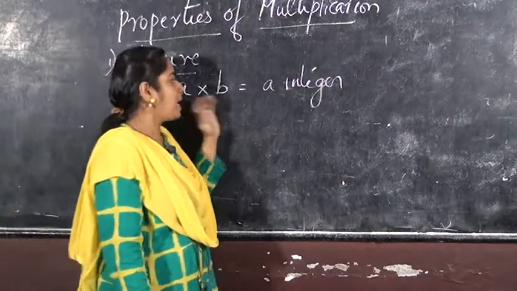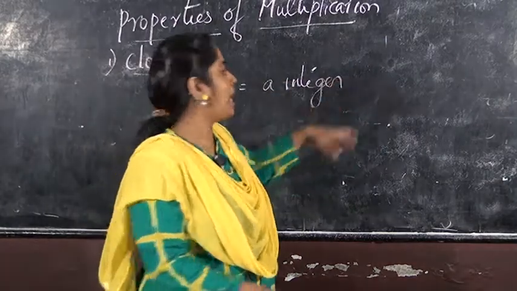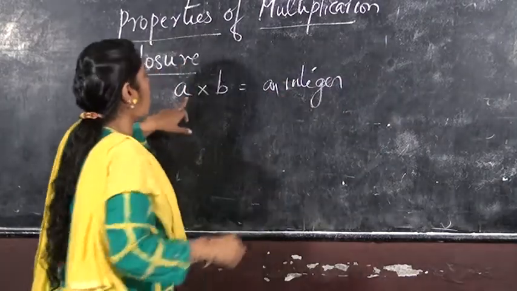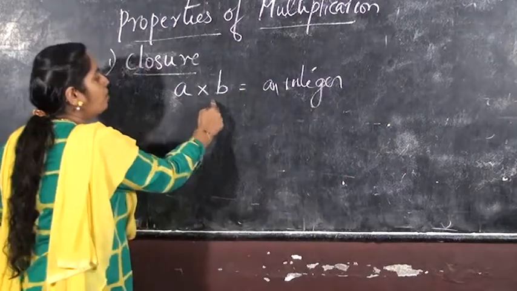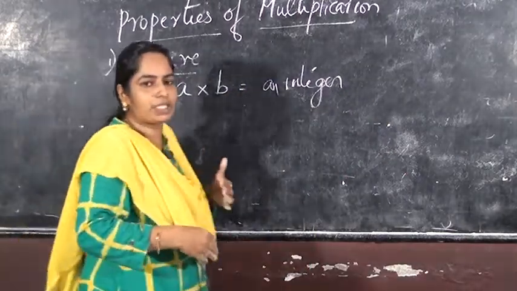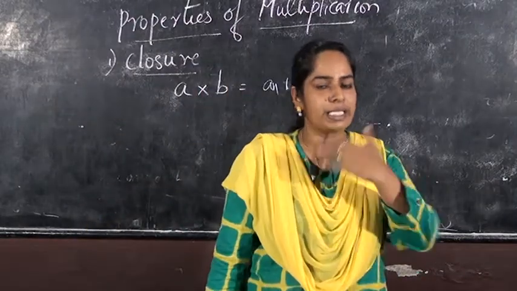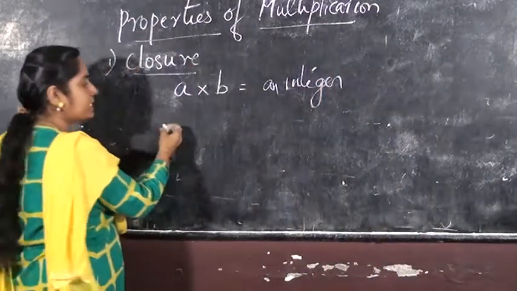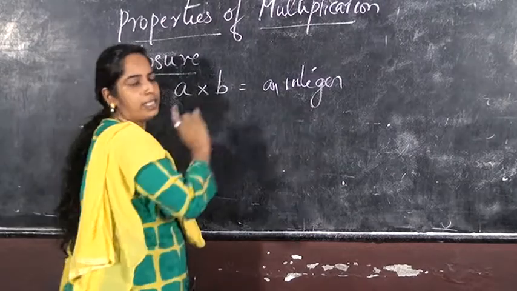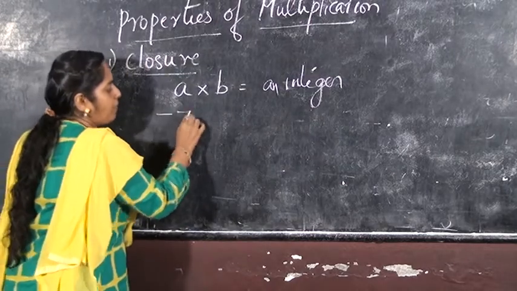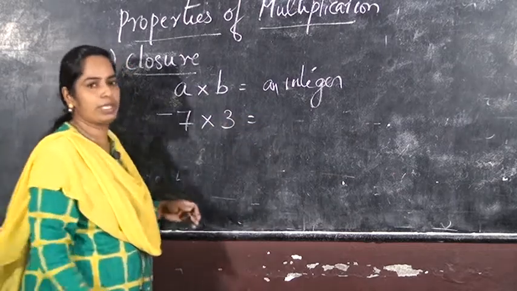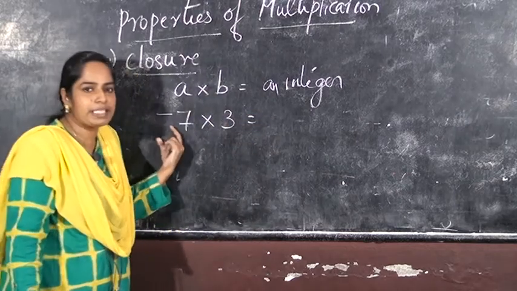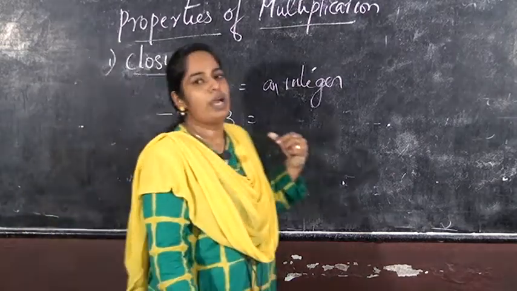Yesterday we studied that a plus b is an integer. Like that, here also a into b is an integer. So we can try with one or two examples to check if the closure property is satisfied. If I am taking minus 7 into 3, minus 7 is an integer and 3 is also an integer.